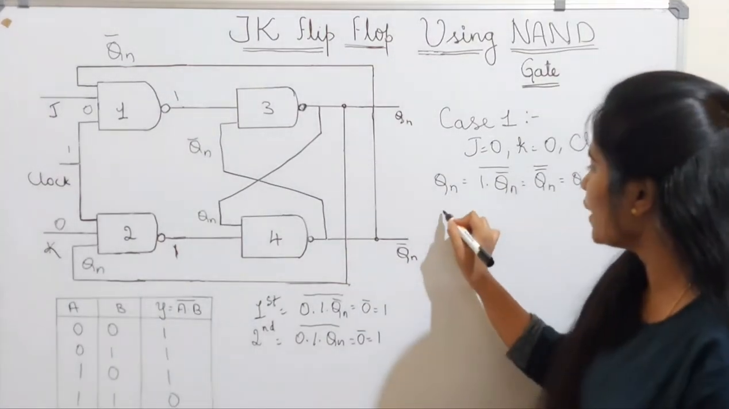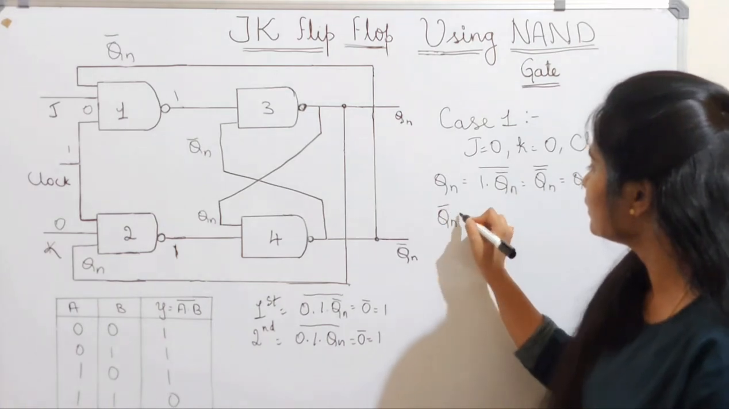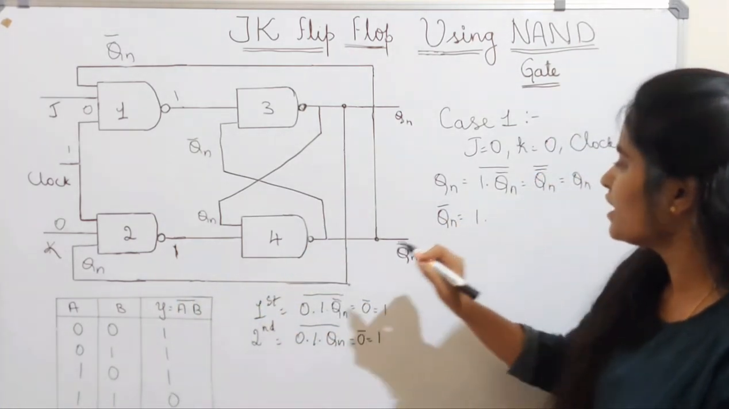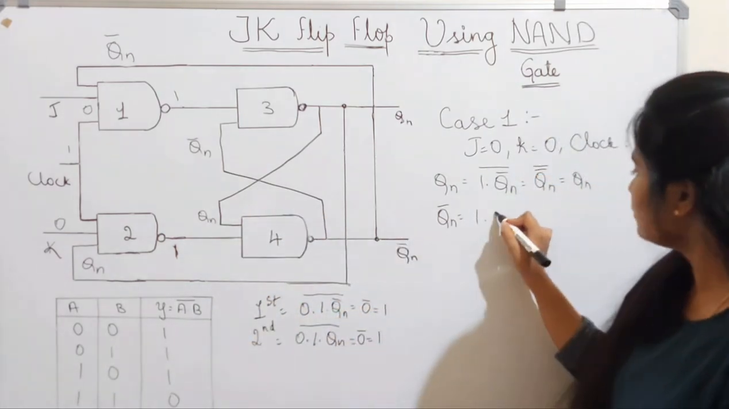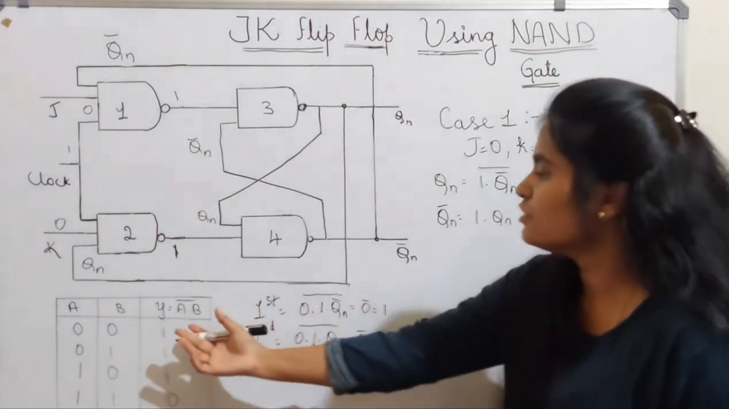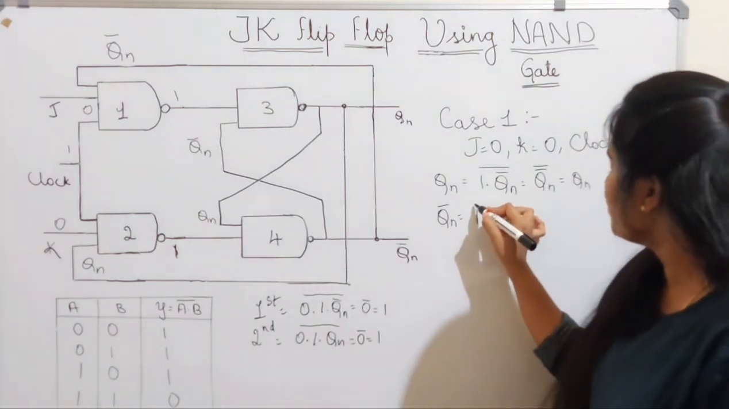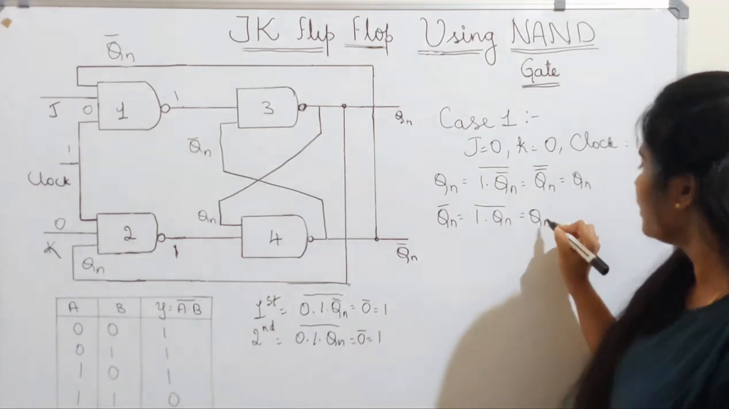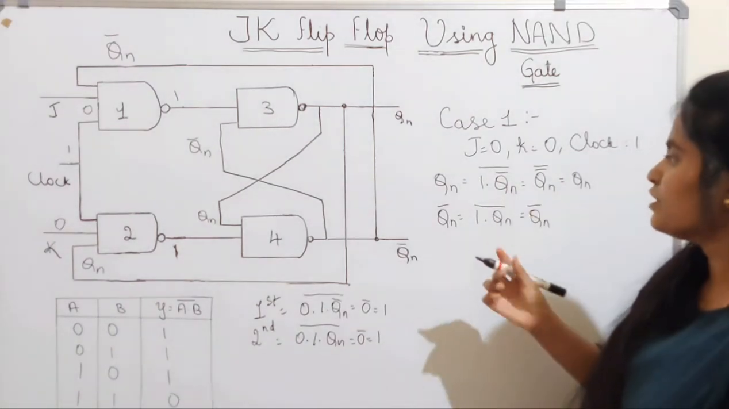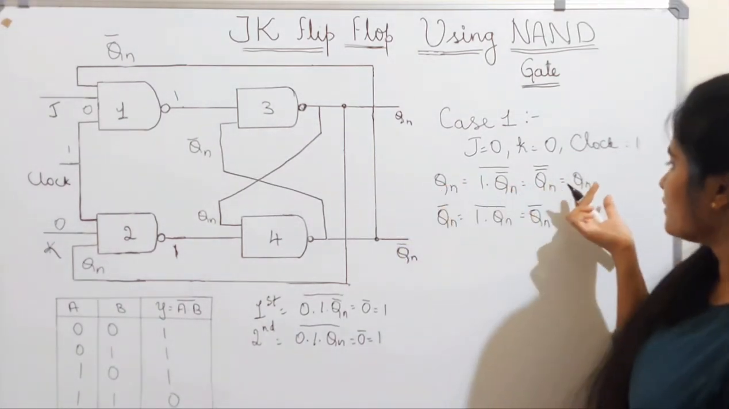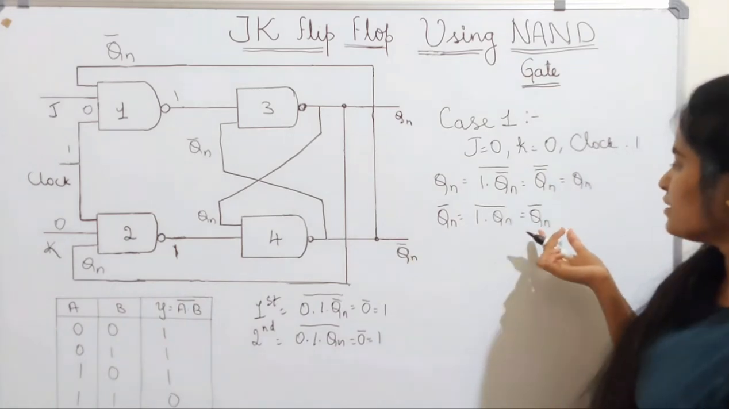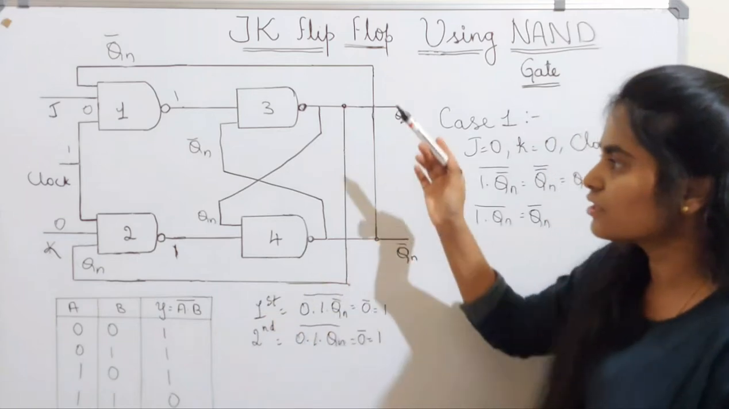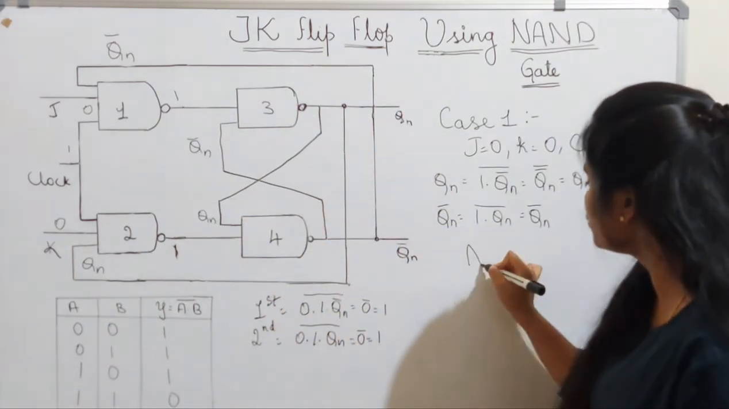Let's move on to Qn complement. The first input is 1 and the second input is Qn. Reference to the NAND gate's expression, I am complementing both the values. Qn into 1 is Qn and I am writing this complement as the same. So if you notice, Qn is equal to Qn, Qn complement is equal to Qn complement. That means the entire circuit is under the condition of no change.